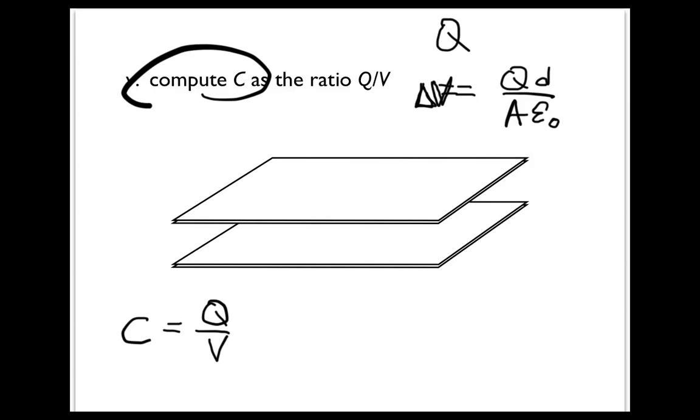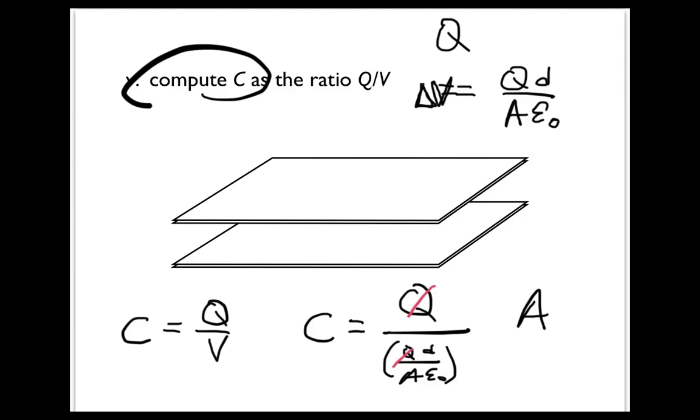Well, we're ready to go. We're ready to take that ratio. It's pretty easy to do. C is the Q over the V, which is Q d over A epsilon naught, and that is equal to, the Q's are going to cancel, and this thing is going to flip upside down, and we get the capacitance of our parallel plate capacitor is A epsilon naught over d.